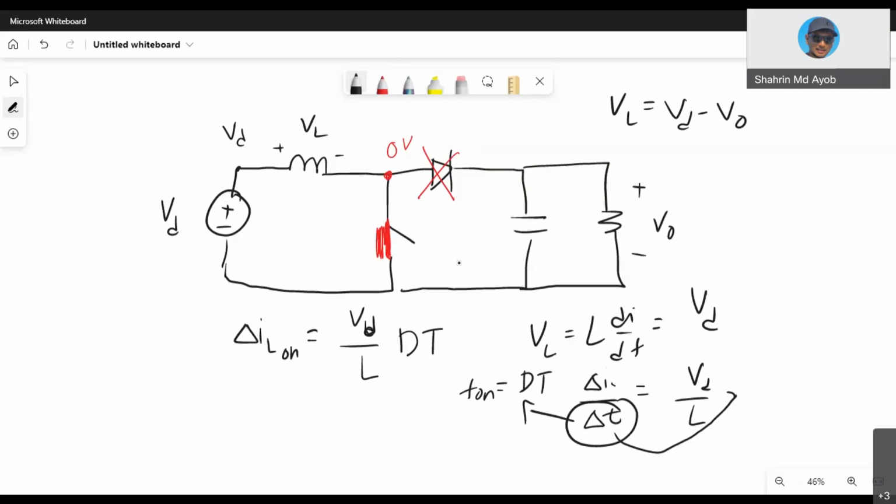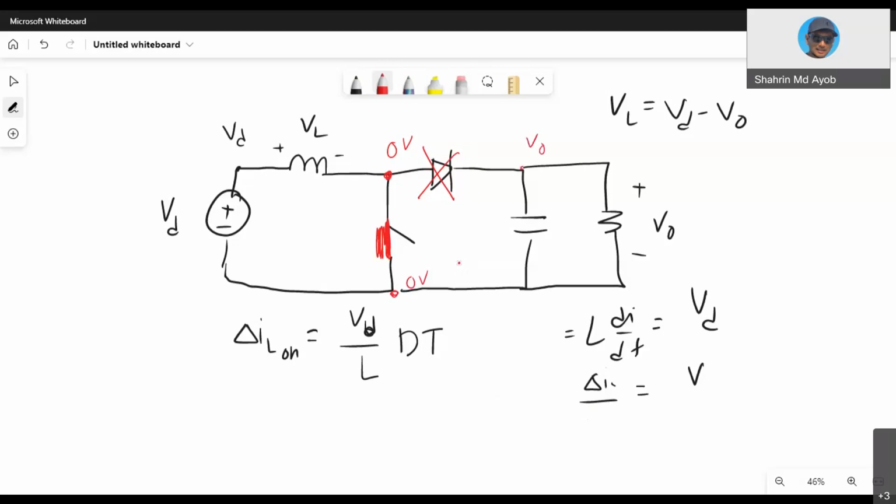Okay? Yes, this one, when the switch is on, the diode will be off. Yes, reverse. Because when the switch is on, this common point here is 0 voltage. So this node is also 0 voltage, and then this one is V out. So the diode is reverse biased, because V out is higher than 0.